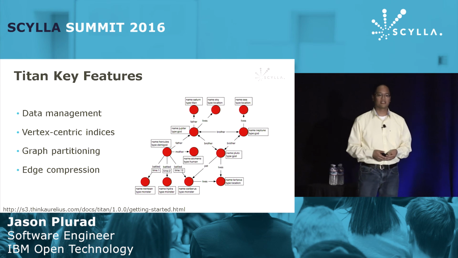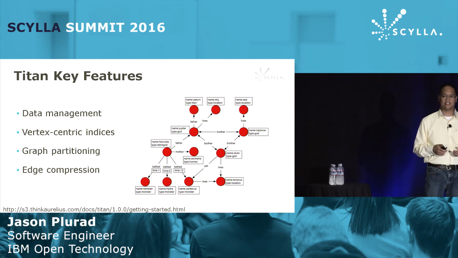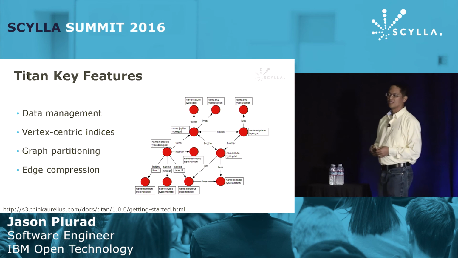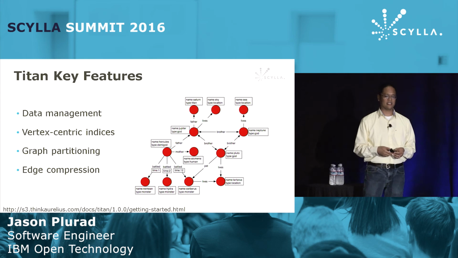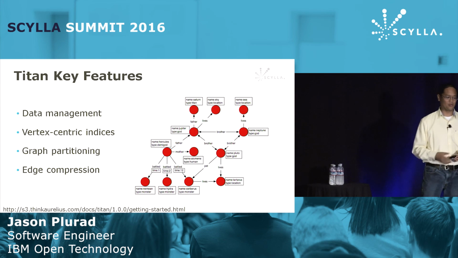Along those same lines, with Titan, the idea is that you define a graph schema up front, and this allows Titan to understand your data model, so that it can more intelligently index and align your storage, so that you're able to get your data out more efficiently.